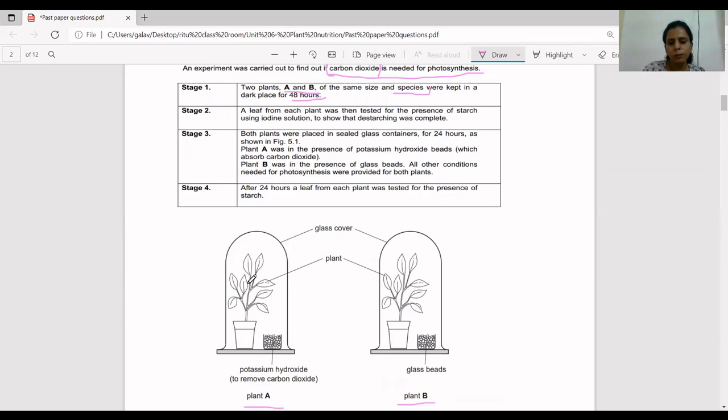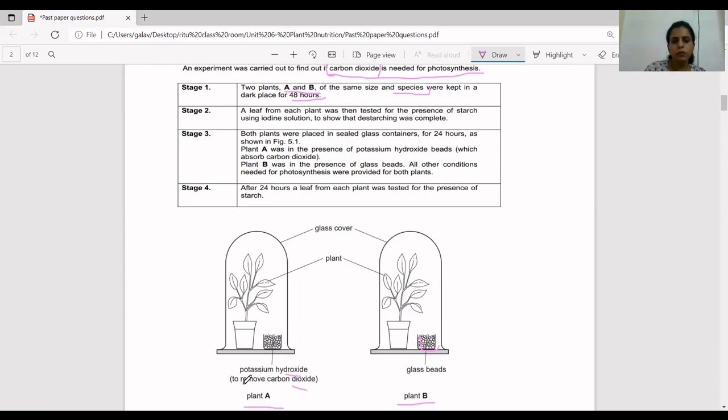But the conditions provided to these two plants were different. In plant A, inside the glass cover, in a small bowl, potassium hydroxide crystals were placed. Potassium hydroxide beads, or you can say crystals, were placed. But in the case of plant B, instead of potassium hydroxide beads, glass beads were used, that is small glass balls. Now here, why was this potassium hydroxide placed?